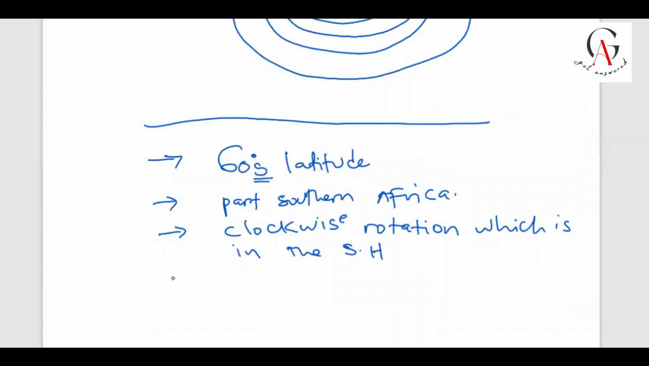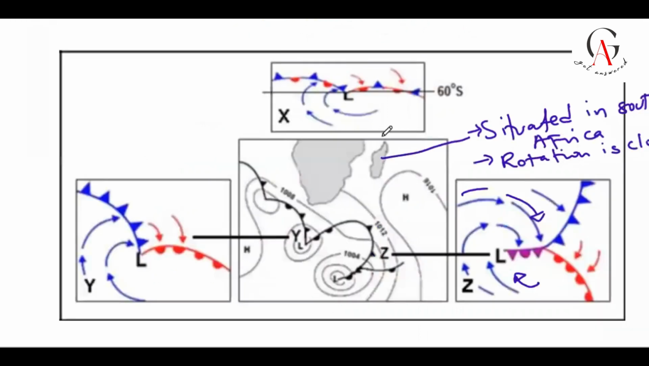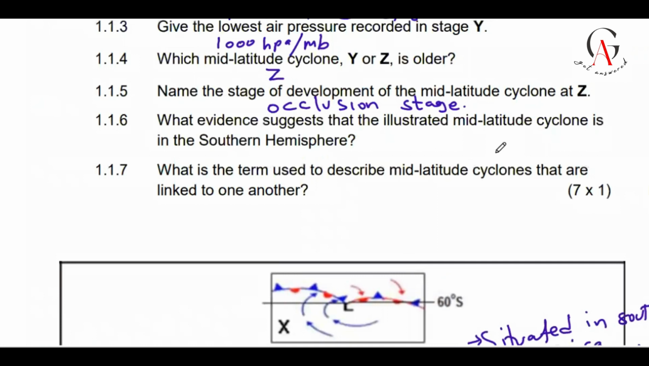Let's say the warm front is facing northwards, and the cold front facing southwards. All right.